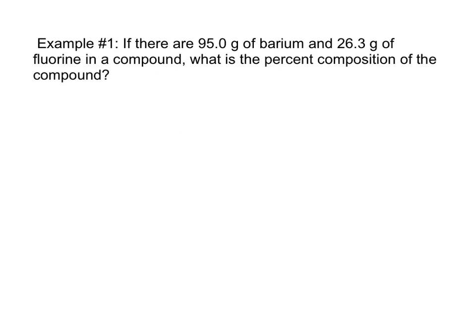So our first example, if there are 95 grams of barium and 26.3 grams of fluorine in a compound, what is the percent composition of the compound? So we want to know what's the percent that's barium and what's the percent that's fluorine. So I've got both parts. I've got the mass of barium and I've got the mass of fluorine, but I don't have the whole. I don't know the mass of the entire compound. To find the mass of the whole, I just have to take both parts. So 95.0 grams of barium plus 26.3 grams of fluorine is going to give me my whole of 121.3 grams.